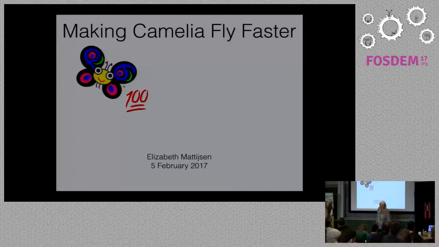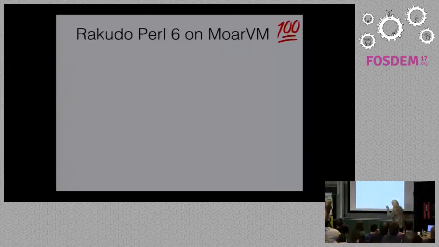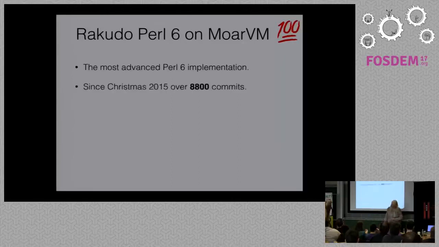I've been working a lot on Perl 6 in the past years, and I'm going to talk about making Perl 6, or Camelia, fly faster. We've been talking about how slow things are, and I'm going to talk about how slow things were and how much faster they are now. So actually we're talking about Rakudo Perl 6 on MoarVM. This is of course the most advanced Perl 6 implementation that we have.